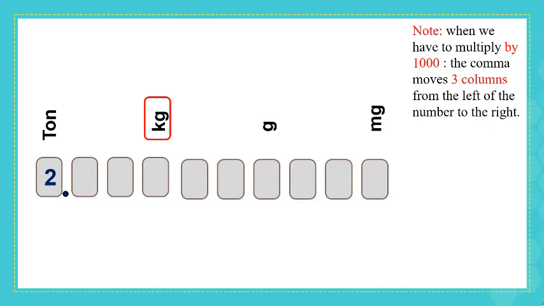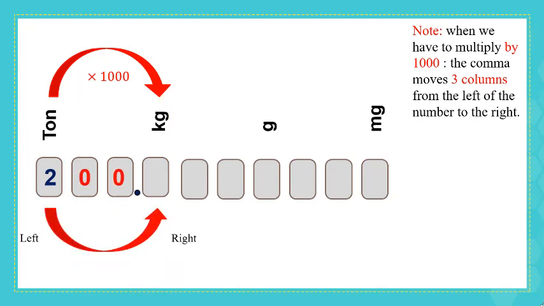Let's take another example, 2 ton, and you have to convert this number into kilogram. So, from the biggest unit to a smaller one, and these two units are next to each other, then you have to multiply by 1000. And from mathematics lessons, when you want to multiply by 1000, you have to move the comma from the left of the number to the right. 1, 2, 3. Stop here and substitute the empty columns with zeros. So 2 ton equals 2000 kilograms.